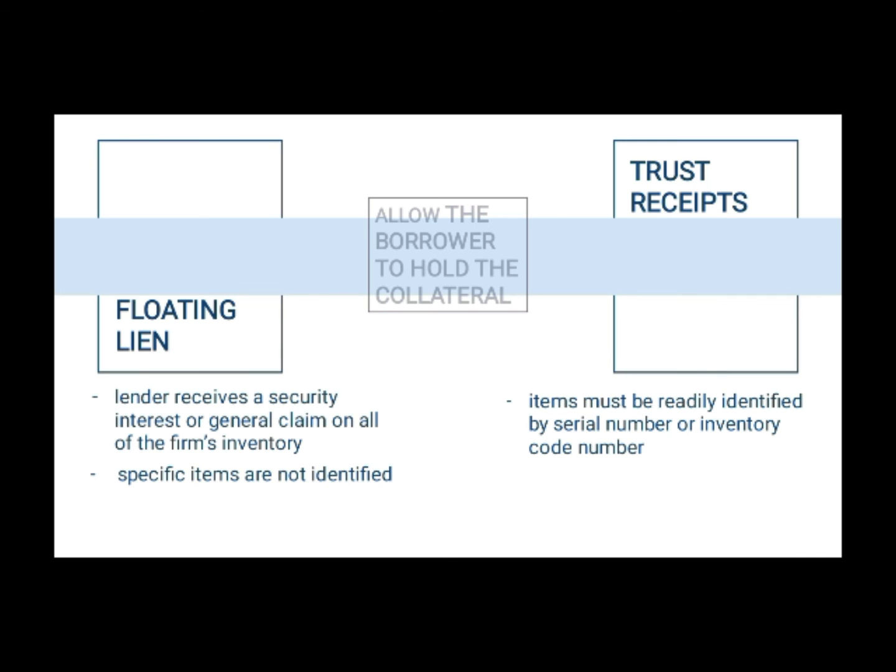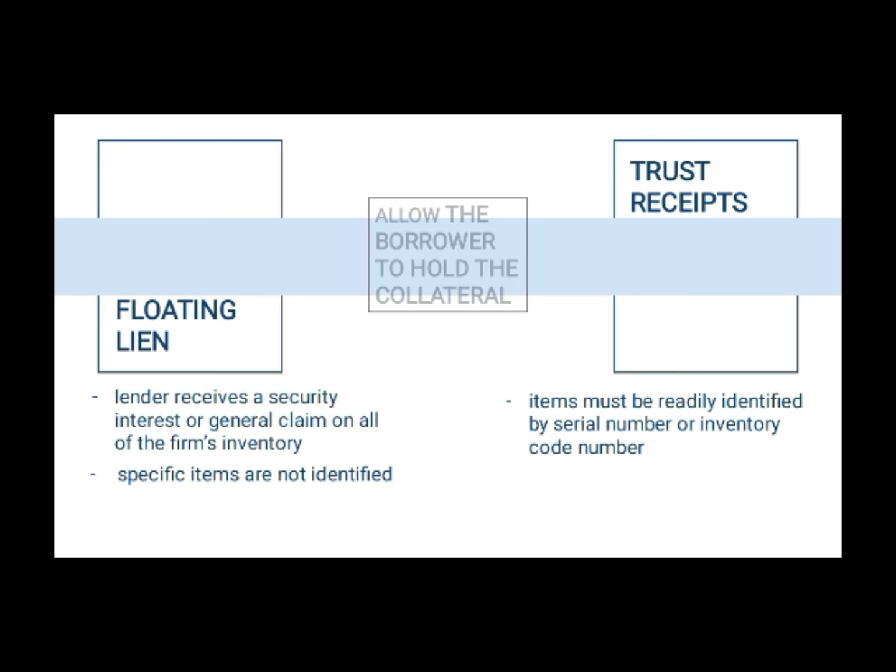So under floating lien arrangement, the lender receives a security interest or general claim on all of the firm's present and future inventory. So in here, specific items are not identified, thus it offers a weak protection against losses from fraud or bankruptcy. So like when retailers or businesses that are product-based use inventory as collateral, the actual item may change constantly. But under this arrangement, it assures the lender that its loan is secured against any new items.